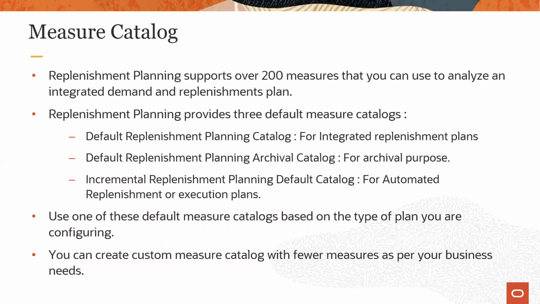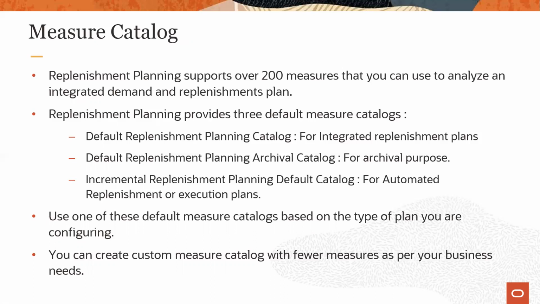Replenishment planning supports around 200 measures that you can use to analyze an integrated demand and replenishment plan. It provides three default measure catalogs. Default replenishment planning catalog, which you can use for your integrated replenishment plan. Default replenishment plan archival catalog for archival purpose.